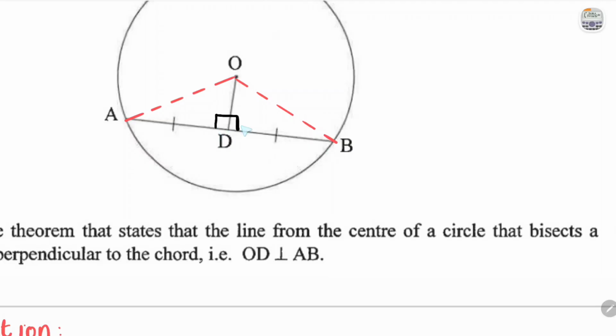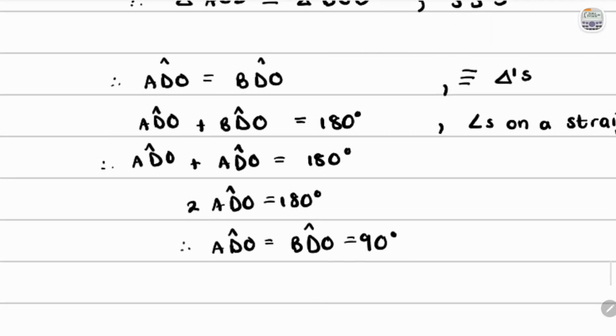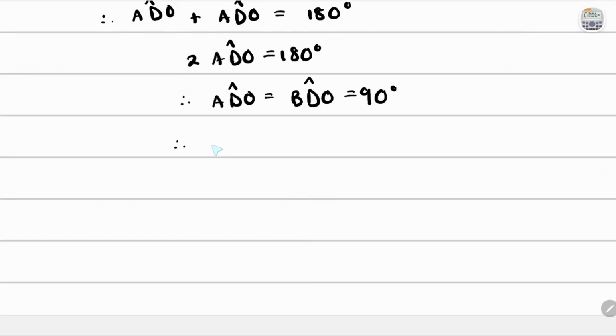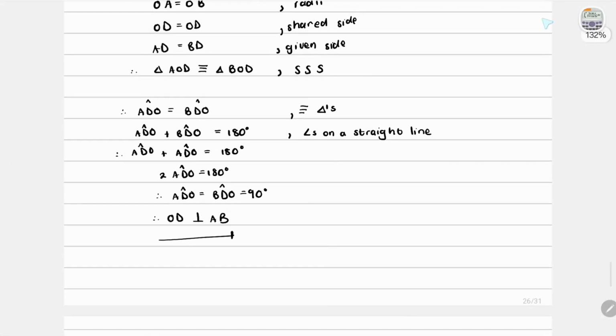And if they're both equal to 90 degrees, then that would conclude that line OD really is perpendicular to AB. So there's our conclusion. So therefore, OD is perpendicular to AB. And that is how we prove that theorem.